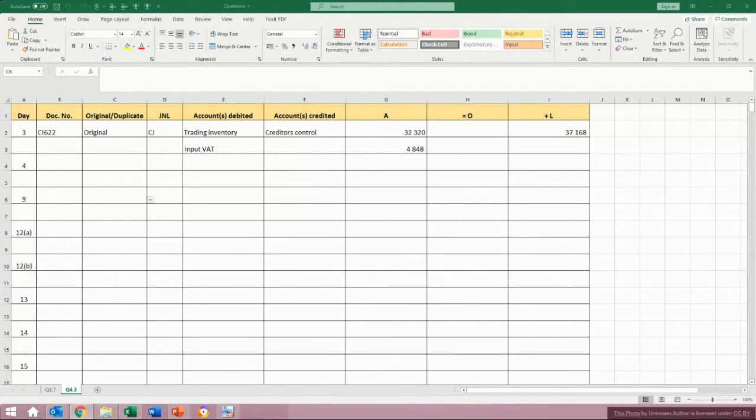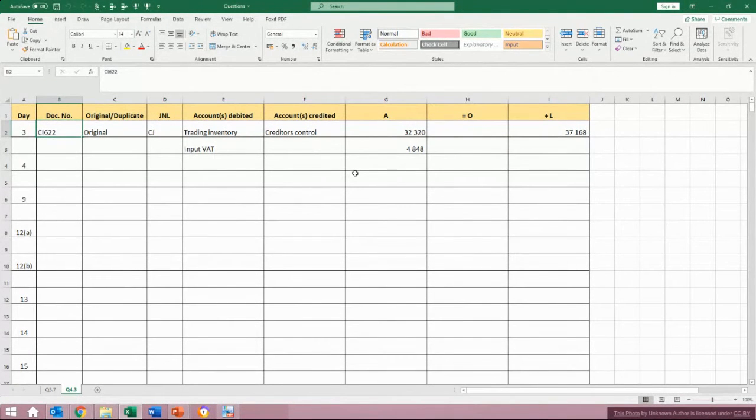Okay, so in question 4.3, they've actually given you the first transaction, which you can see on the screen currently, where they have indicated what the document number is, whether it's original, what the journal number is, and then the accounts, debits, and credits, as well as the accounting equation. Now you have to do the remaining for the other transactions.